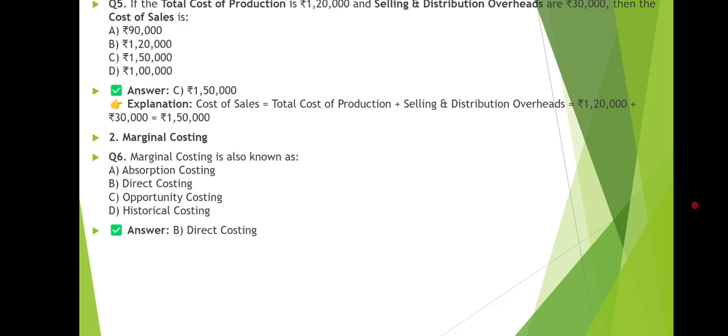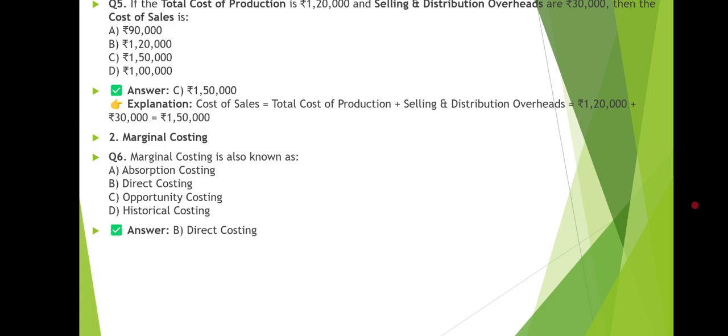Next question we have, if the total cost of production is 120,000 and selling and distribution overhead are 30,000, then the cost of sales is 150,000. So we can calculate the cost of sales when we add the total cost of production and selling and distribution overhead. So 1,20,000 plus 30,000 is equal to 150,000.